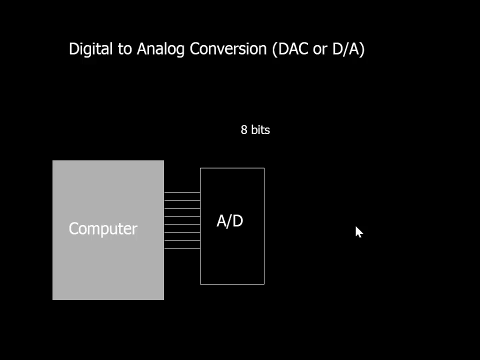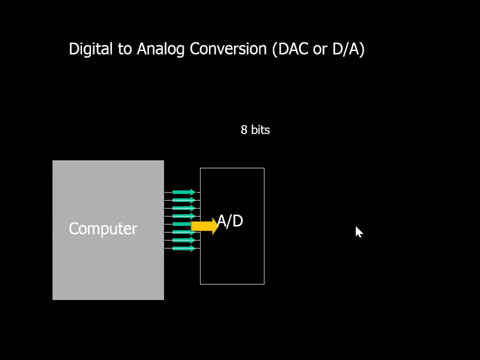So digital to analog, we'll talk about basically right there. Here we've got a computer, it feeds into a D to A converter. It says A to D on the slide, but it should be a D to A converter. That's what I get for being lazy and not typing my own slides. And this happens to be 8 bits.